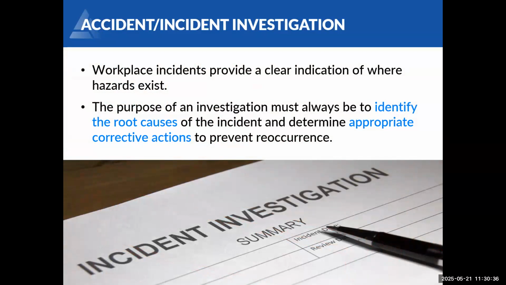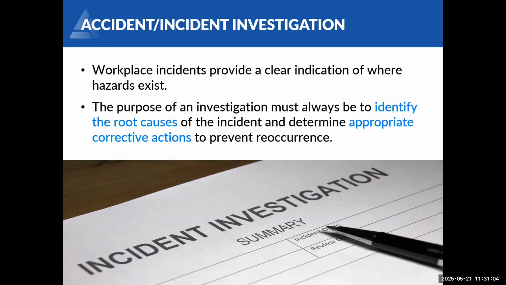So something happens on our job site. Incident investigation is a key component of a successful safety program. It's critical that all incidents, including near hits and misses, are reported immediately and an investigation occurs. Near hits and misses are events where injury or property damage does not occur, but could have if conditions were different. These should also be investigated.